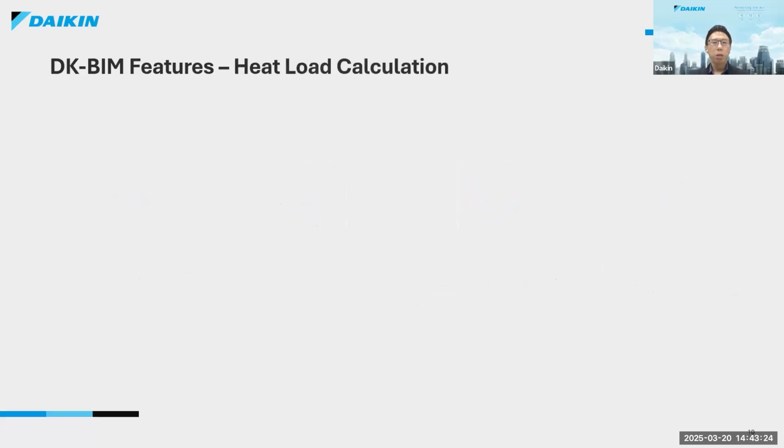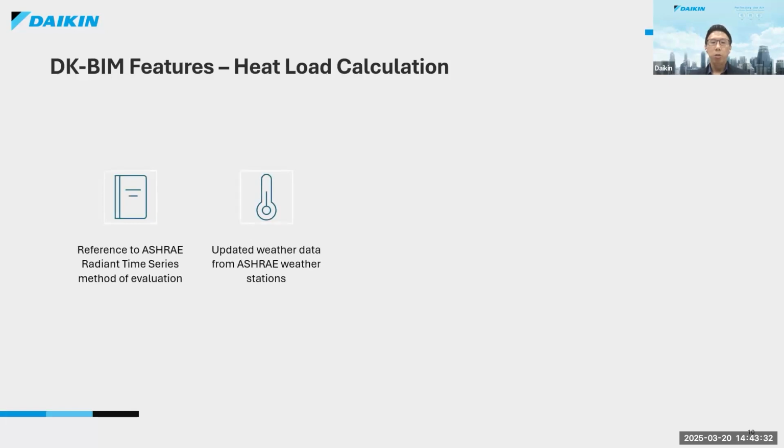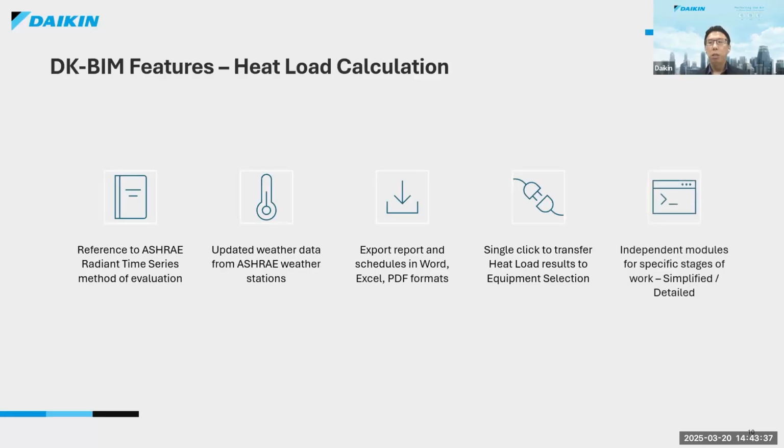Next, regarding heat load calculations itself, the heat load calculation software has the reference based on ASHRAE radiant time series evaluation. So this is the updated calculation method to keep providing better solutions for the customer. Using climate information from ASHRAE weather stations globally supports the calculations for more accurate results. Multiple report formats can be generated through extensive information for sharing, as it can be in the form of Word, Excel, or PDF format.